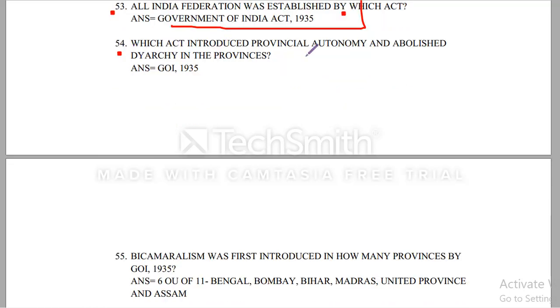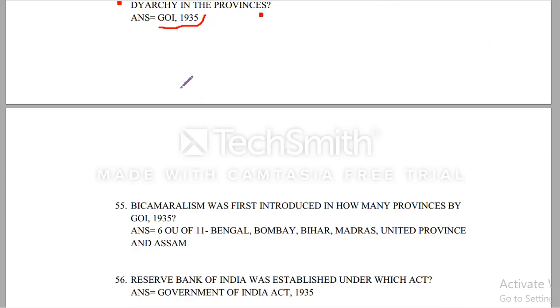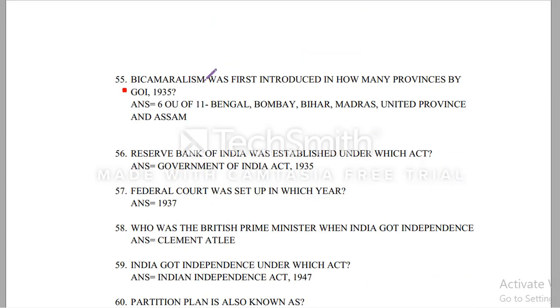Next, which act introduced provincial autonomy and abolished diarchy in the provinces? Answer is again Government of India Act of 1935. Next, bicameralism was first introduced in how many provinces by Government of India Act of 1935? Answer is 6 out of 11, and they were Bengal, Bombay, Bihar, Madras, United Province, and Assam.